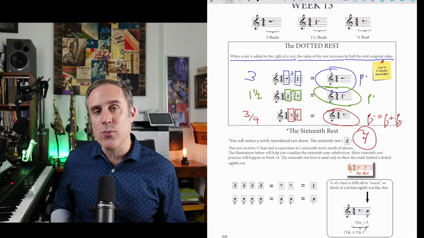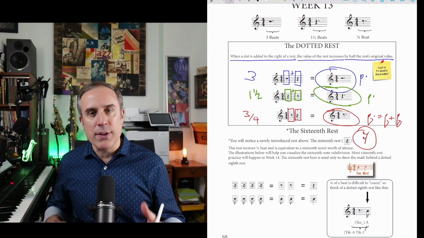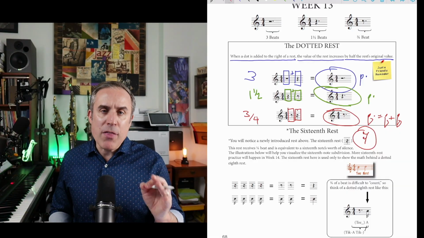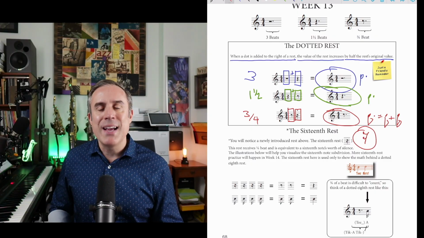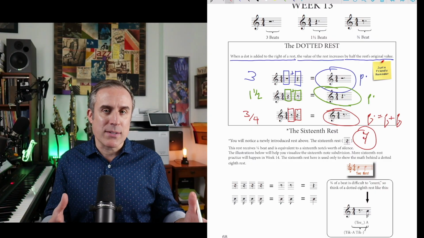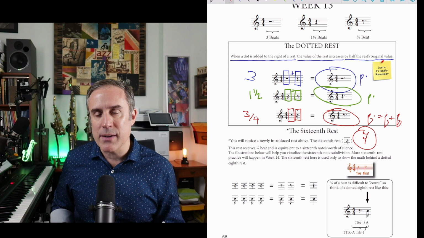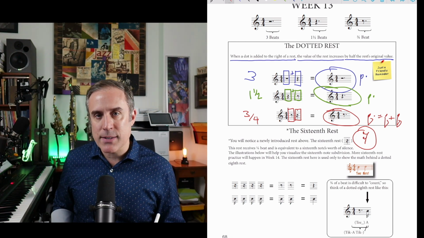So a 16th rest is equivalent to a 16th note. An 8th rest is equivalent to an 8th note. So the math behind our dotted 8th note getting 3/4 of a beat is exactly the same math behind our dotted 8th rest, which gets 3/4 of a beat. Again, the difference being sound versus silence.